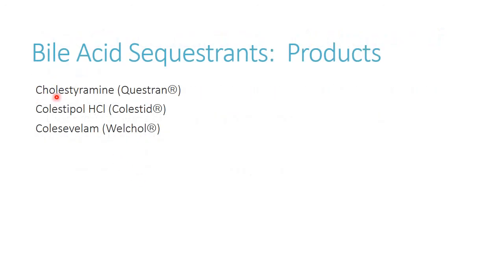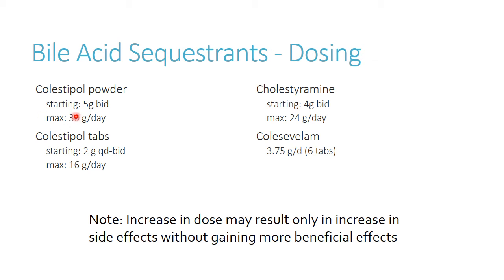Okay, so the three drugs in this category include cholestyramine, colestipol, and colesevelam. Now, usually a lot of these drugs that we're giving are going to be in the milligram range. These end up being given as grams, so the dose is much bigger because they have to have these powders that you're going to be ingesting. They have to bind up these bile salts as they get expressed from the gallbladder. So you can see here, 5 grams twice a day, 2 grams.